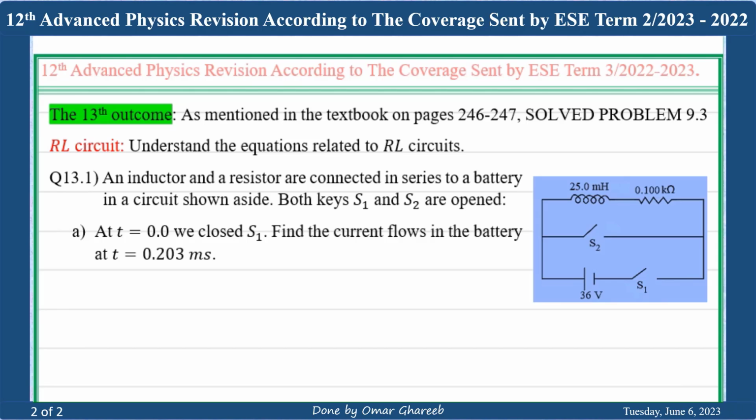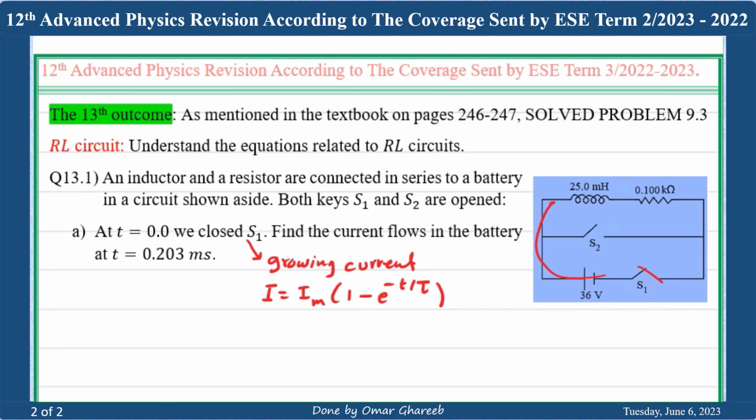So here we have closing S1. What is the meaning of that? Growing the current. So closing S1 means growing current. What is the meaning of a growing current? It means that I equals I maximum times 1 minus e to the minus t over tau.